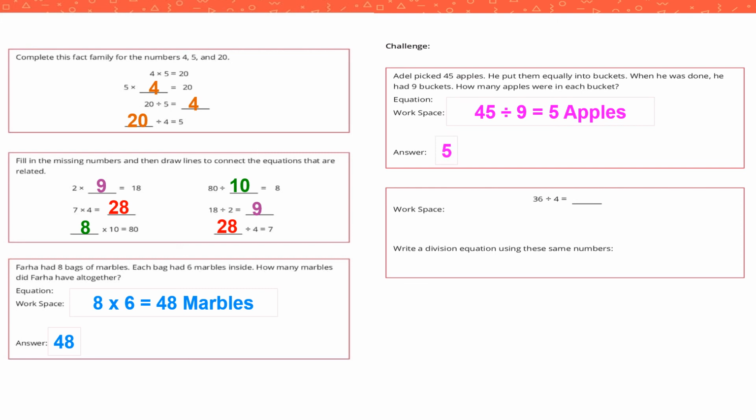The last question, 36 divided by 4 equals 9. Write the division equation using the same numbers. I can write another division equation from this family. Which is our division equation? The next one will be, sure, I put 36 first because it's the biggest number. So 36 divided by what? By 9. Gives me 4. 36 divided by 9 gives me 4.